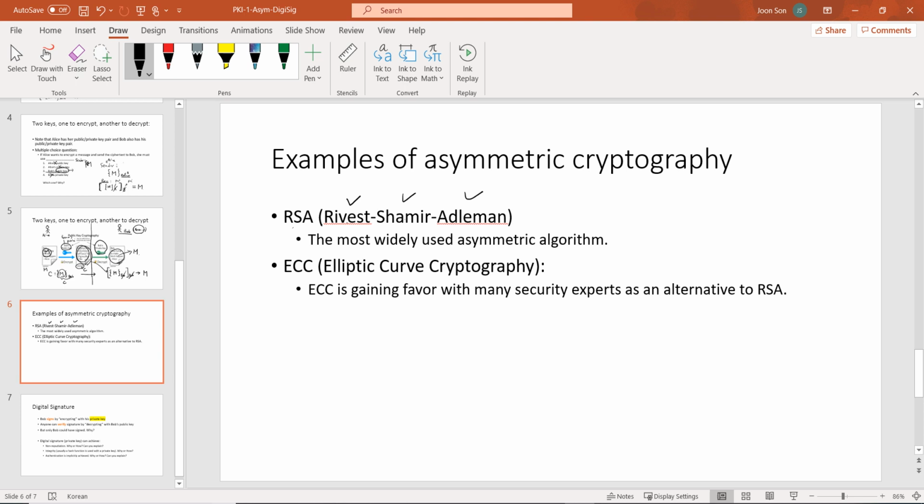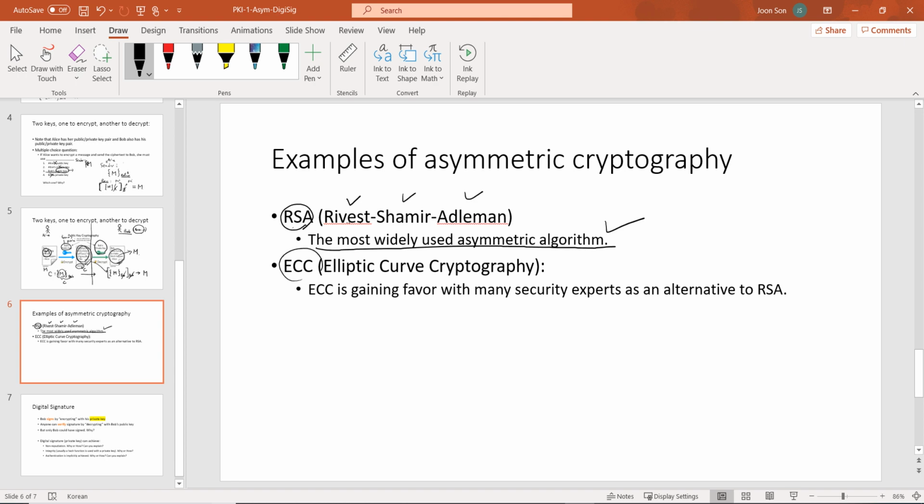And before RSA, we only had symmetric encryption algorithms. But in the 1970s, Rivest, Shamir, and Adleman, these three scientists, created the asymmetric key encryption called RSA. And obviously it is the most widely used asymmetric key algorithm.